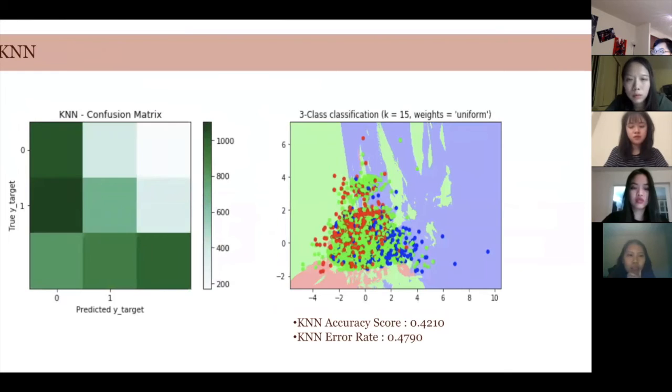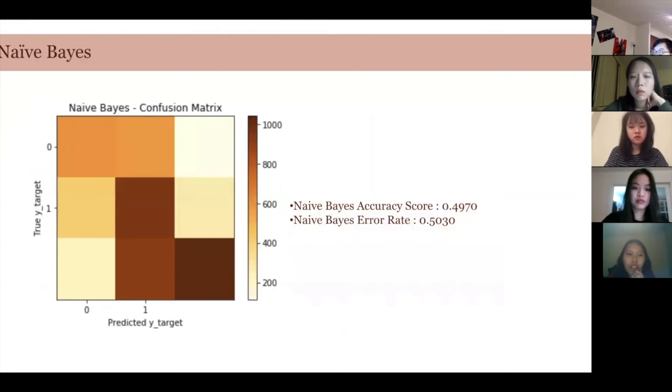Last slide. And it goes to the KNN. Here, the left is the confusion matrix, and the right is the three-class classification. You could see that it's a little bit messy, and the accuracy score is a little bit lower, at 0.4210.